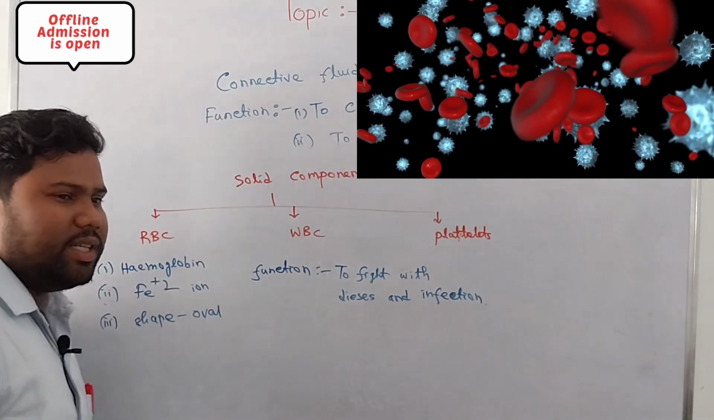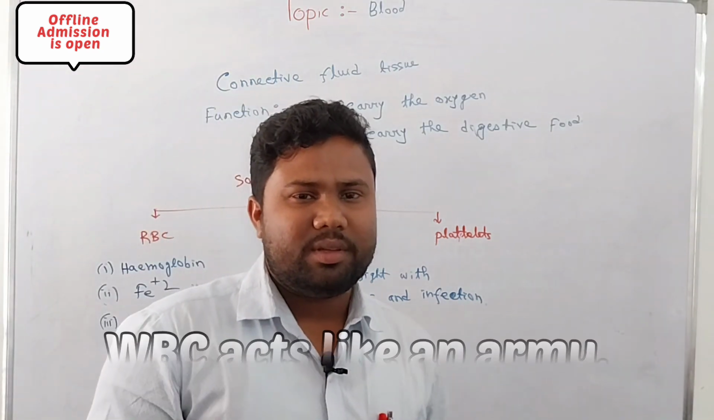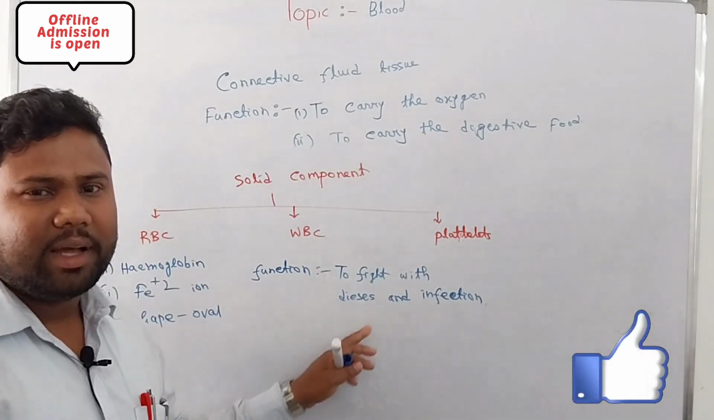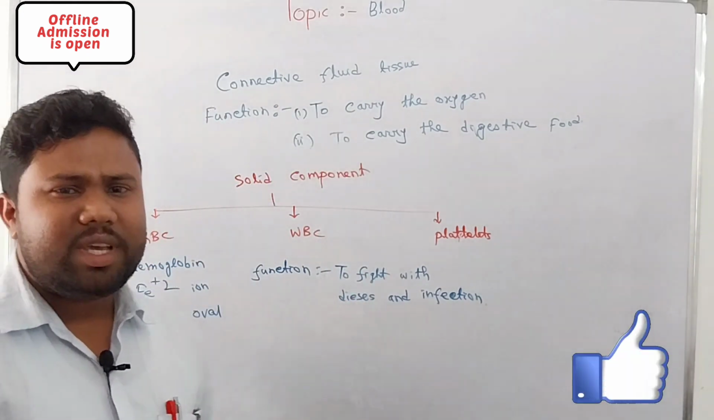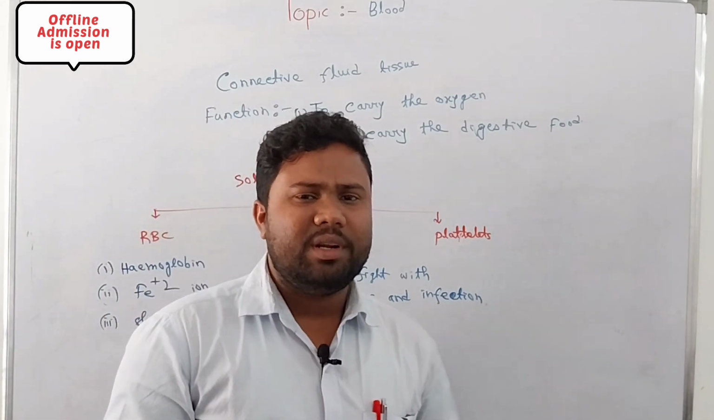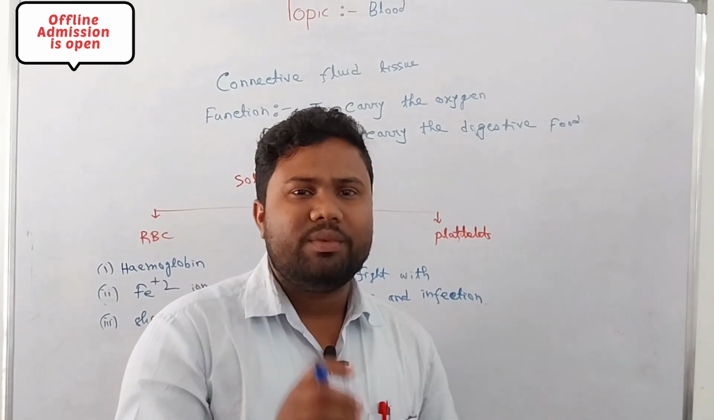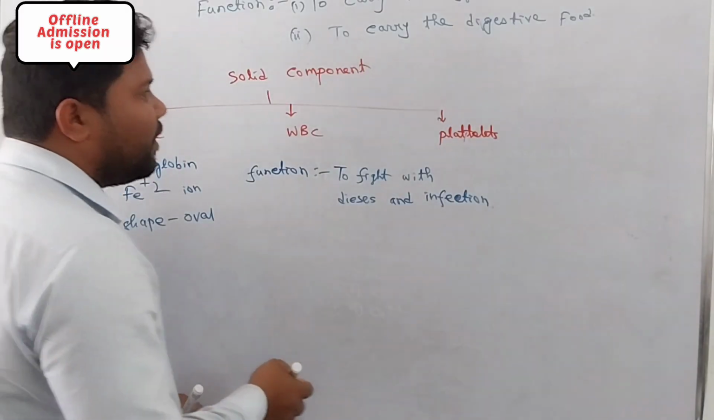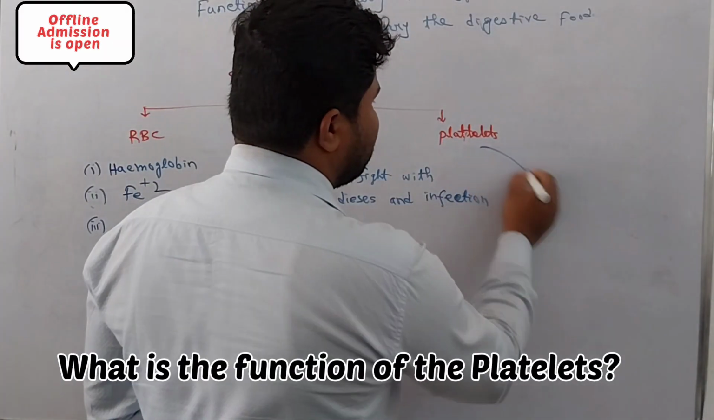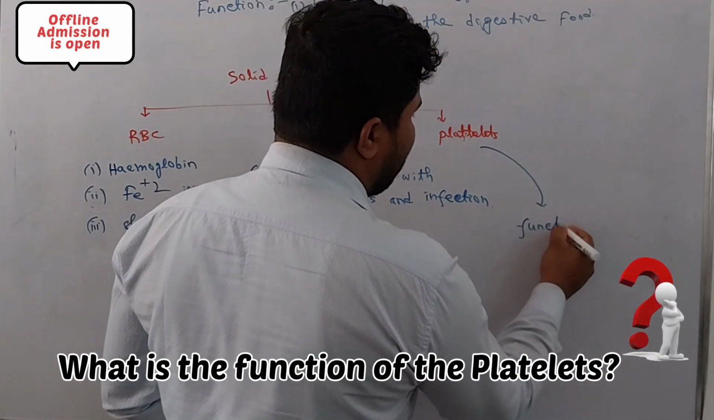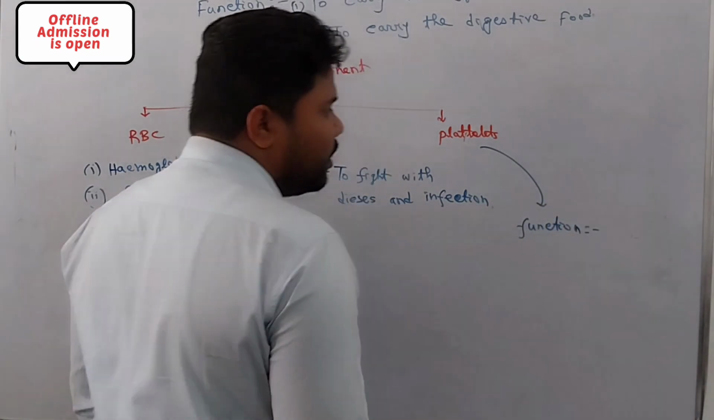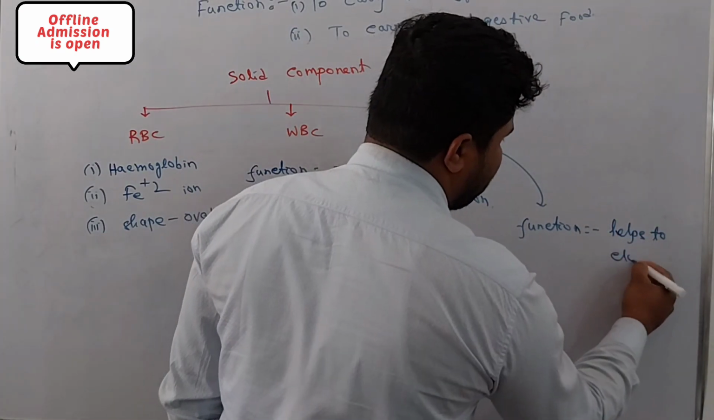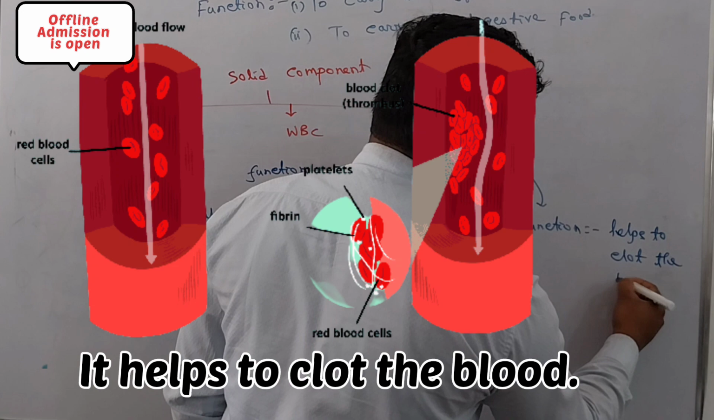This WBC acts like an army in our body, because it helps to fight disease and infection. Suppose a person is suffering from some infection or disease, the number of WBC in the body will increase. And next, the function of the platelet. What is the function of the platelet? The function of the platelet is to help clot the blood.